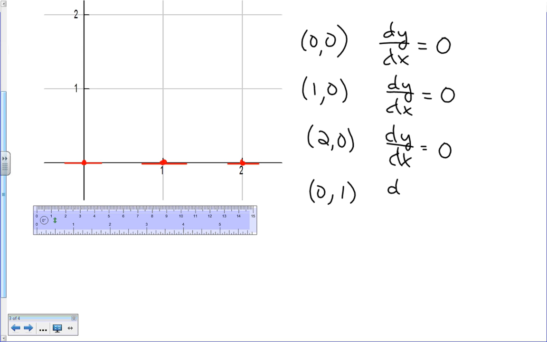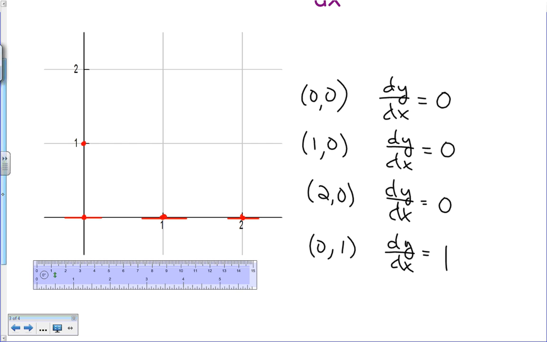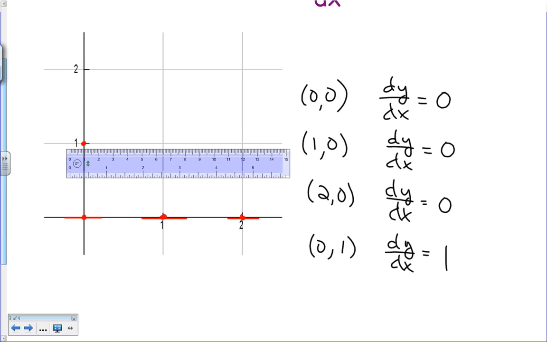So at 0, 1, dy dx again is equal to the y value. And the y value at 0, 1 is 1. So now I want to change the slope there at x equals 0, y equals 1. I want to draw a line that has a slope of 1. So I'm going to use my straight edge again to help me do that.